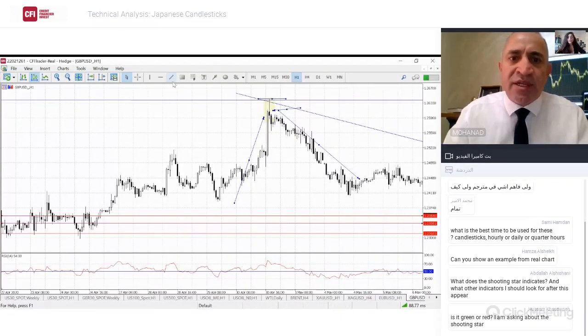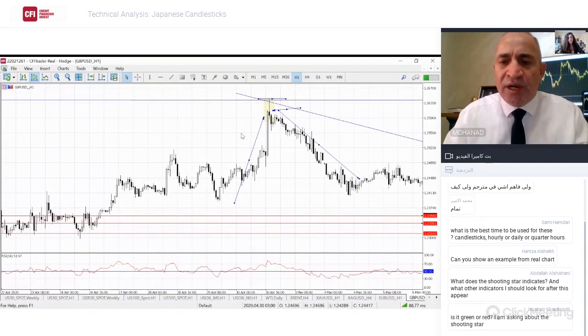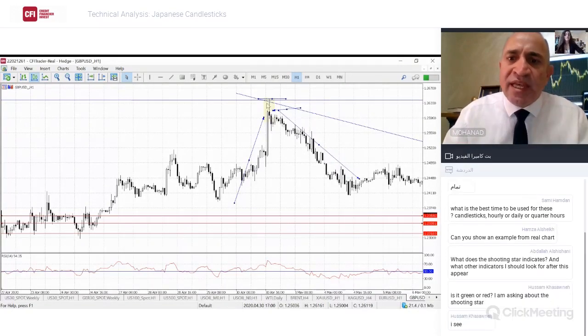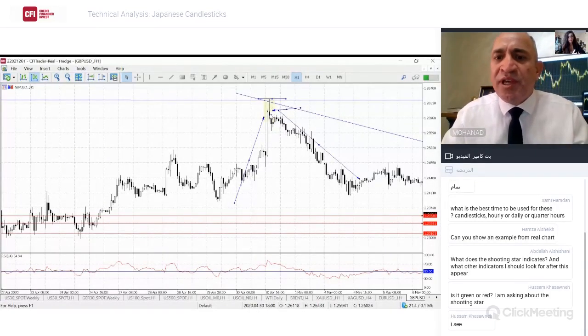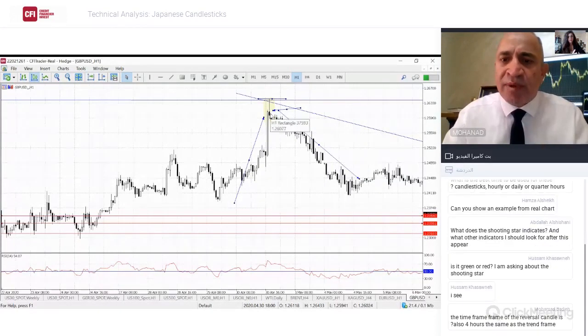Hussam is asking if it should be red or green. Never mind, exactly. We don't care if it is a black or white candle. What I care about is just that the tail must be twice the distance between the open and the close, and it should come at the end of an uptrend. Yes, نعم لازم يكون في عندنا اتجاه صاعد واضح وظل الشمعة أو ذيل الشمعة لازم يكون ضعف طول جسم الشمعة.